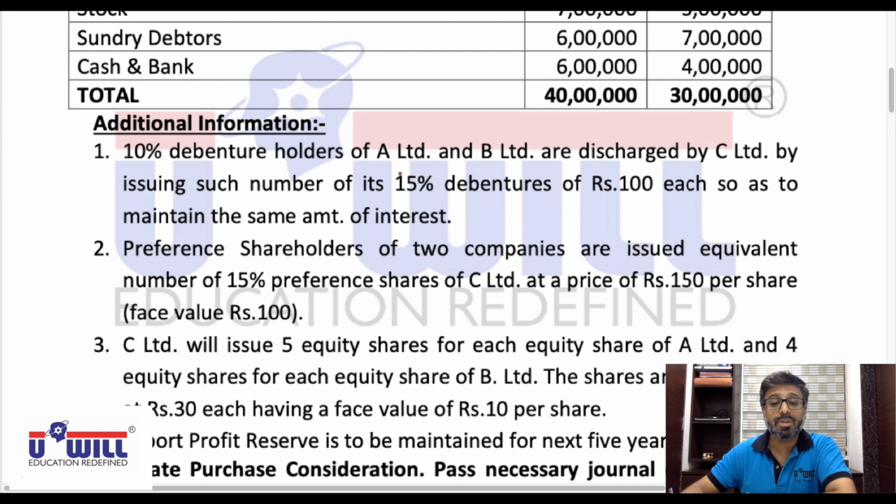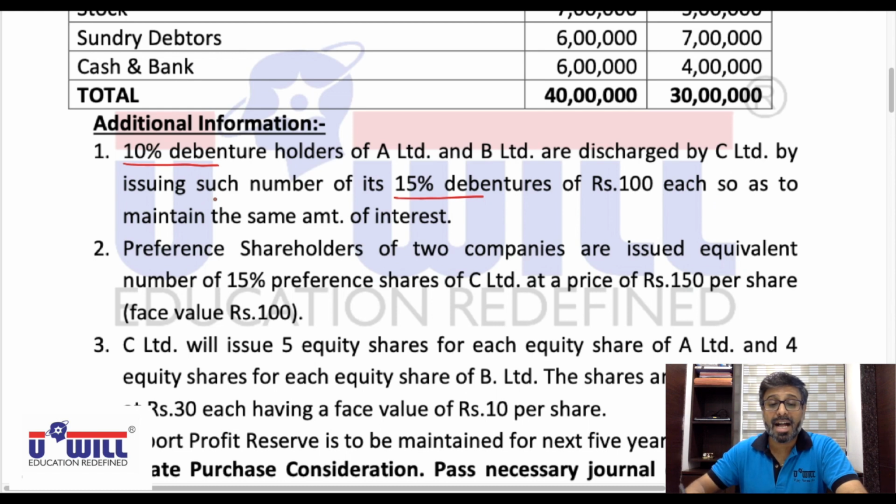10% debenture holders of A Limited and B Limited are discharged by C Limited by issuing such number of its 15% debentures of 100 each so as to maintain the same amount of interest. Now underline 10% debentures. They are discharged by 15% debentures, meaning the old company A and B Limited debenture holders were getting 10% interest, but in the new company C Limited, the same debenture holders will get 15% interest.